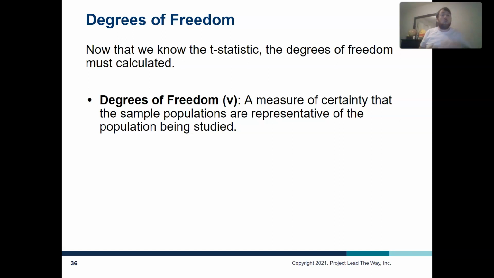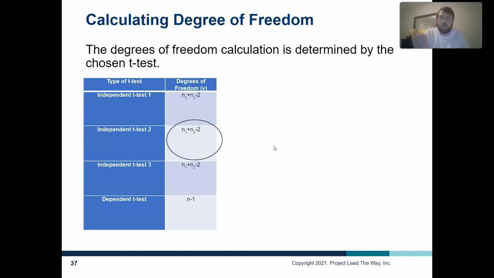Obviously, the more people we have in our study, the better the degrees of freedom value will be, and therefore the better our statistics will be. So keep that in mind when we do our experimental design for our tests next week. You'll want to get as many people as possible to make your statistics as valid as possible.